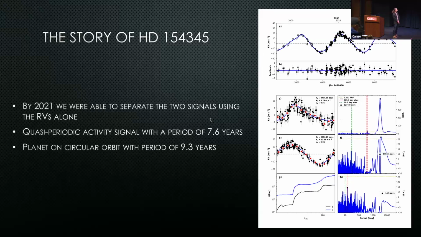We see this quasi-periodic activity signal with a period of 7.6 years, and a planet on a circular orbit with a period of 9.3 years. So it went from being maybe a planet to not a planet anymore to a planet again, all in the span of a couple decades.